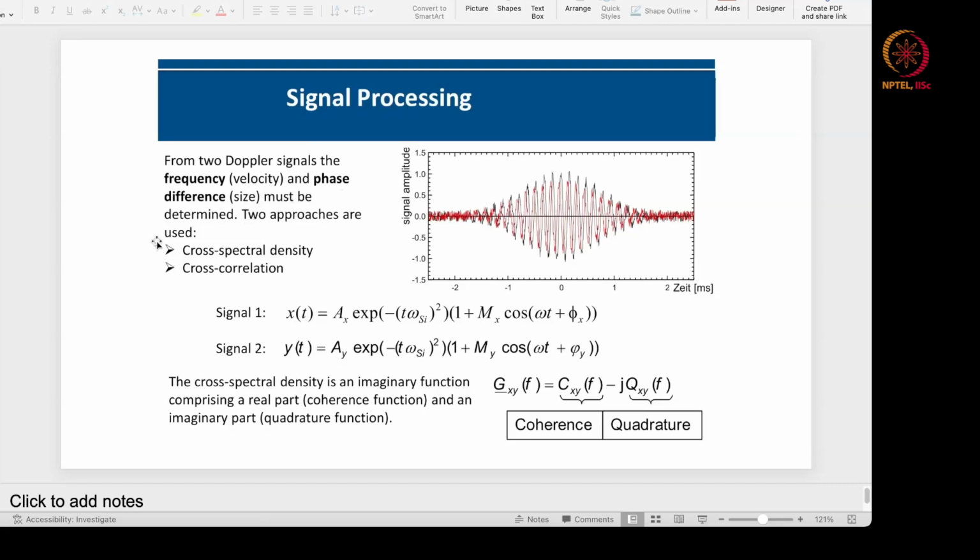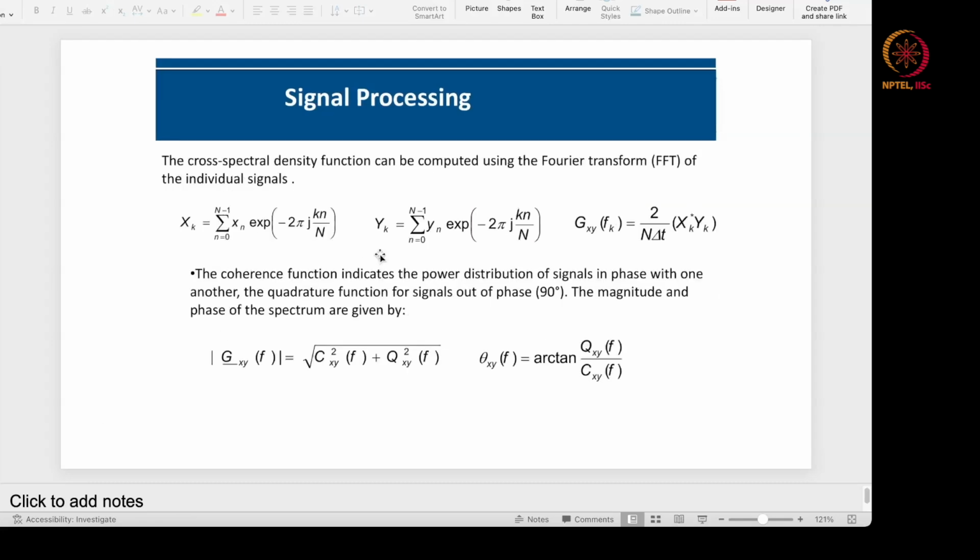So the two approaches commonly used are the cross-spectral density and the cross-correlation. So you will see what that is. The cross-spectral density function is computed using the Fourier transform of the individual signals.